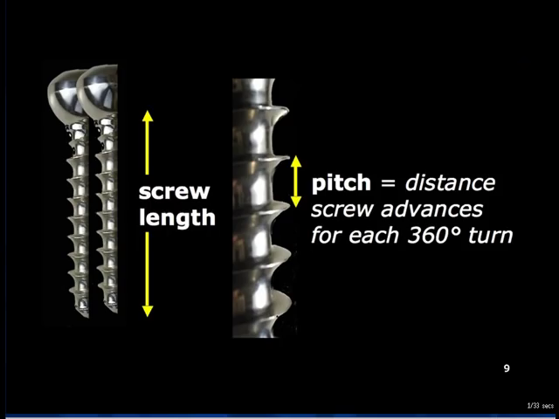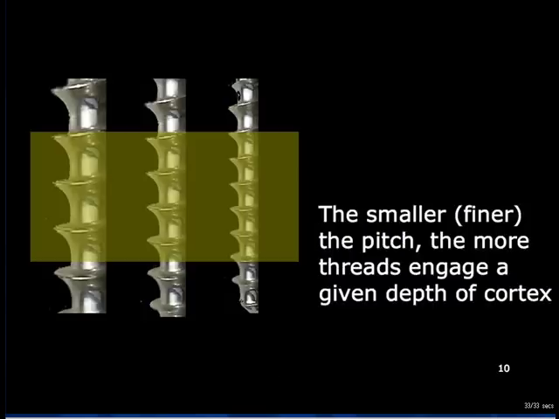An appropriate length of screw needs to be chosen. Too long, and it may cause problems by irritating the soft tissues or protruding subcutaneously. Too short, and it will not gain full purchase in the bone. The techniques of measuring the correct screw length will be considered shortly. The pitch of the screw is the length traveled by the screw with each 360-degree turn of the helix. The shorter that distance, the finer the pitch. The longer that distance, the coarser the pitch. The finer the pitch, the more turns of the helix engage in a given depth of cortex.